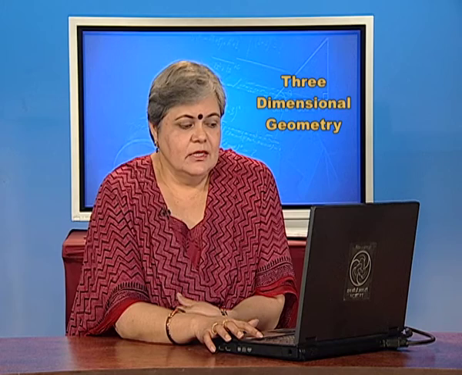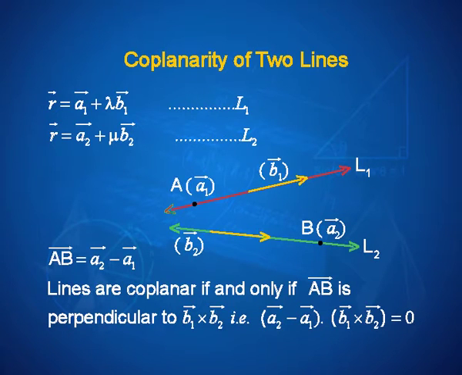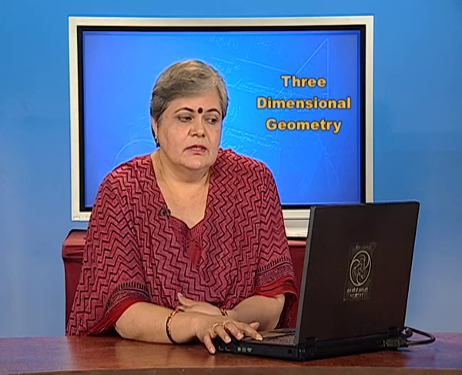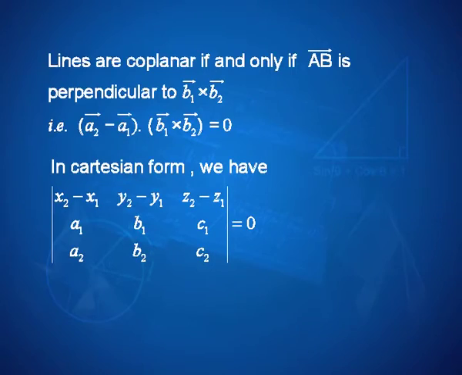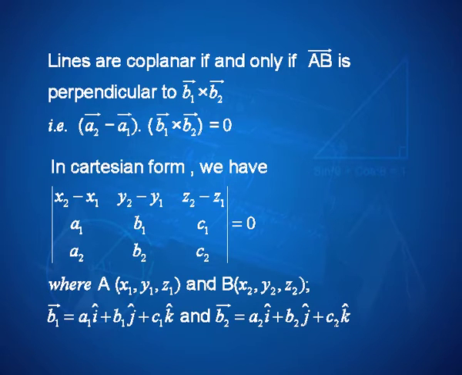And that exactly is the condition for coplanarity of two lines, that is, vector a2 minus vector a1 dot b1 cross b2 equal to 0 would allow us to imply that the two lines are coplanar. In Cartesian form, the same condition translates to the determinant with first row x2 minus x1, y2 minus y1, z2 minus z1, second row a1, b1, c1, third row a2, b2, c2. If this determinant is 0, then the lines are coplanar, where x1, y1, z1 were the coordinates of the point A, x2, y2, z2 the coordinates of point B, and the vector b1 has direction ratios a1, b1, c1 and vector b2 has direction ratios a2, b2, c2.